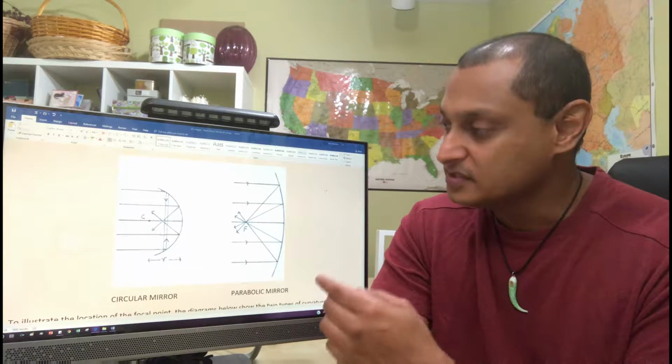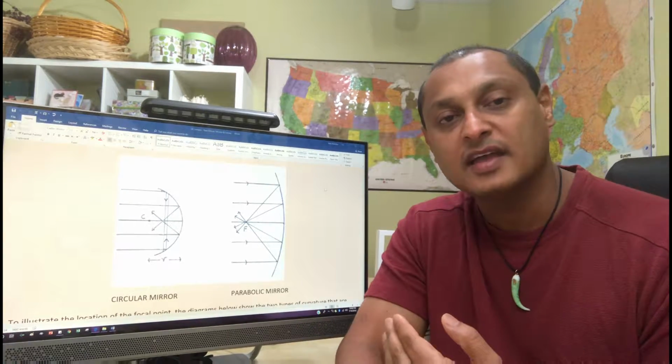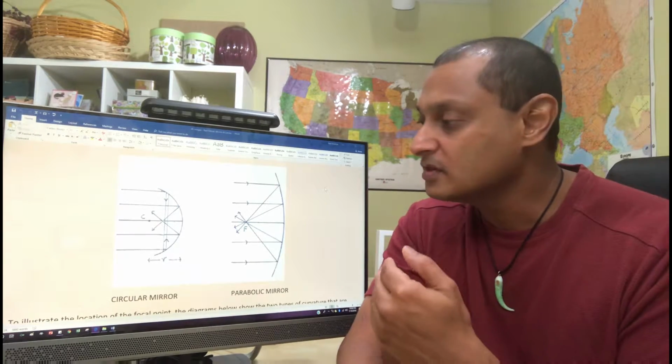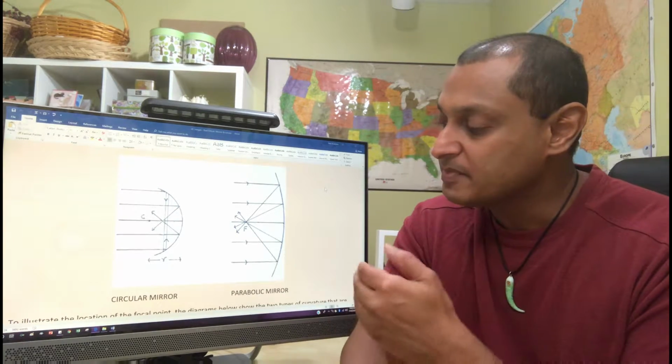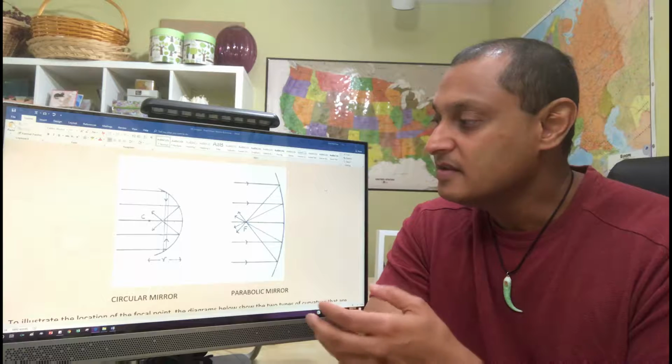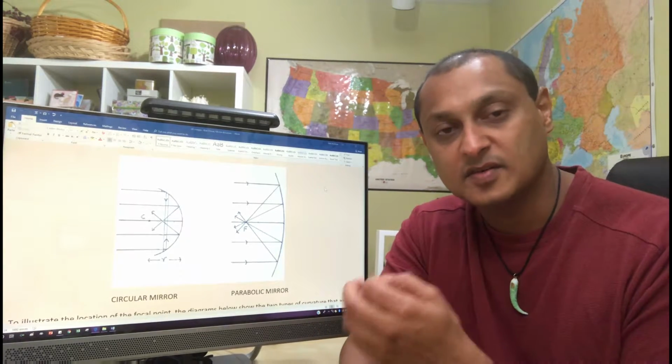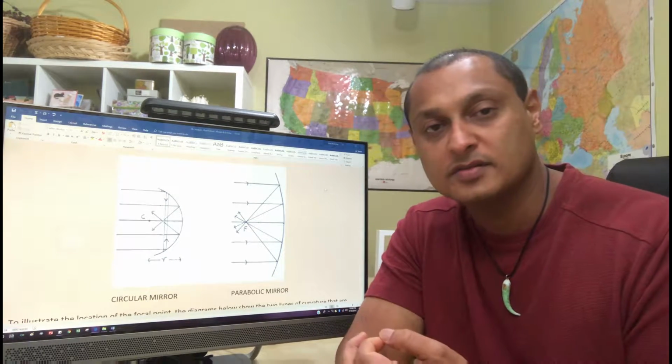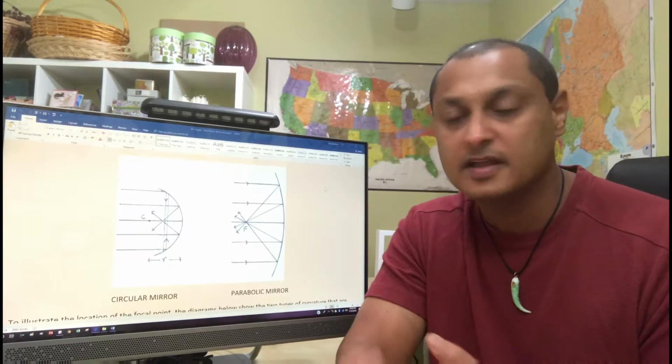And if you would notice in the circular mirror, incoming beams of light as they reflect off of the perfect circular shaped mirror, the light rays never coincide at a single point. There is no true focal point. So the image at best would be blurry.